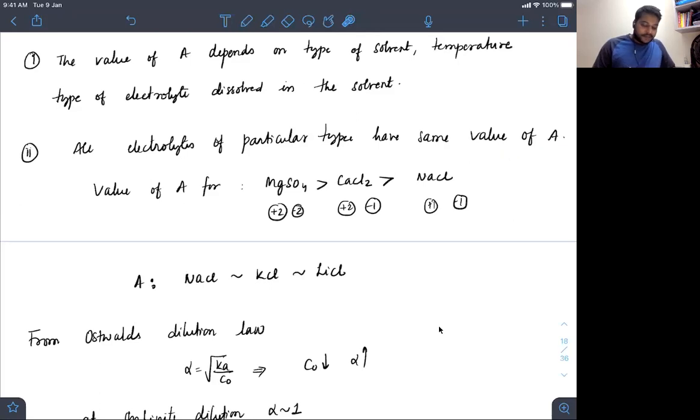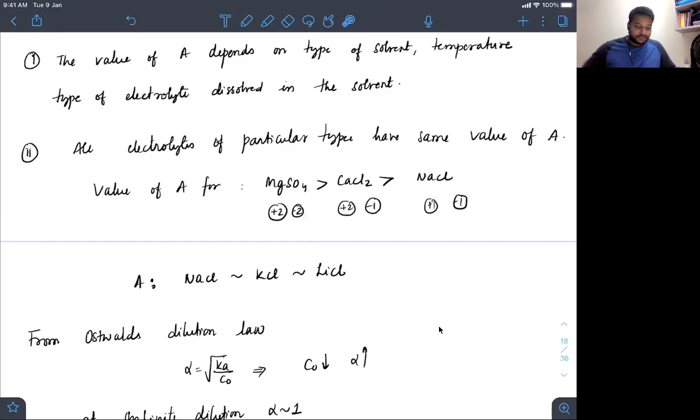If you have MgSO4, this has +2 and -2, correct? While CaCl2 has +2 and -1. NaCl has +1 charge and -1 charge, correct? In that case, the charge is different here. So this A value particularly depends upon the charge if the solvent is the same. So you can see MgSO4 will have a higher A value compared to CaCl2, compared to NaCl. But if they are of the same charge, like NaCl, KCl, LiCl, they will have almost the same A value.